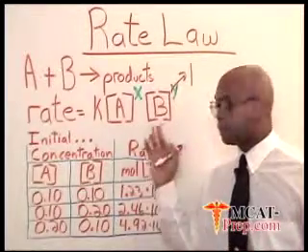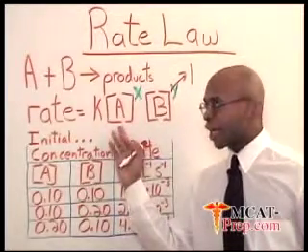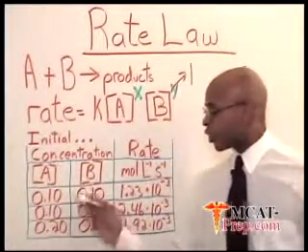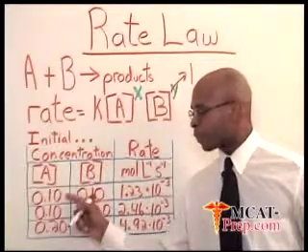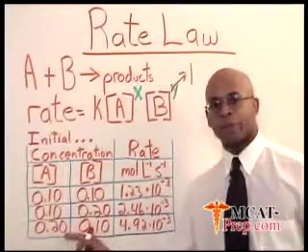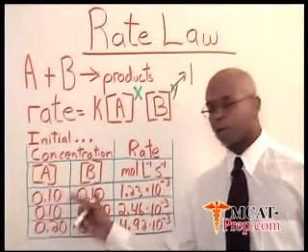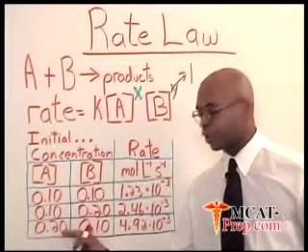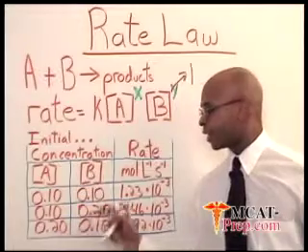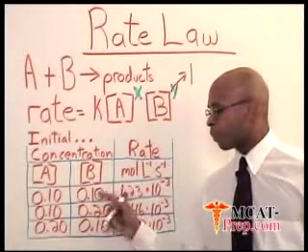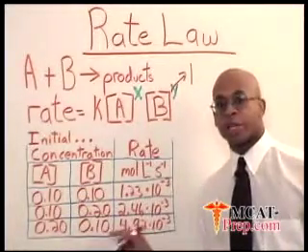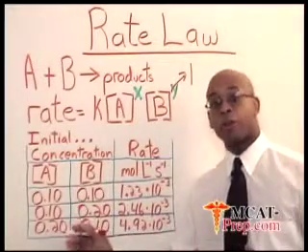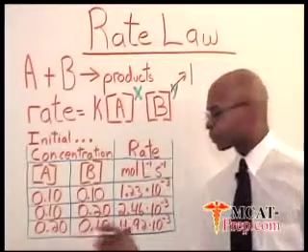Now, let's keep B constant, change A, and see what effect it will have on the rate of the reaction. So A changes when we compare experiment 1 and experiment 3. We go from 0.10 up to 0.20. So we doubled the concentration of A. B remains the same, 0.10 to 0.10. So while B remains the same, we double A. Let's see the effect on the rate of the reaction.